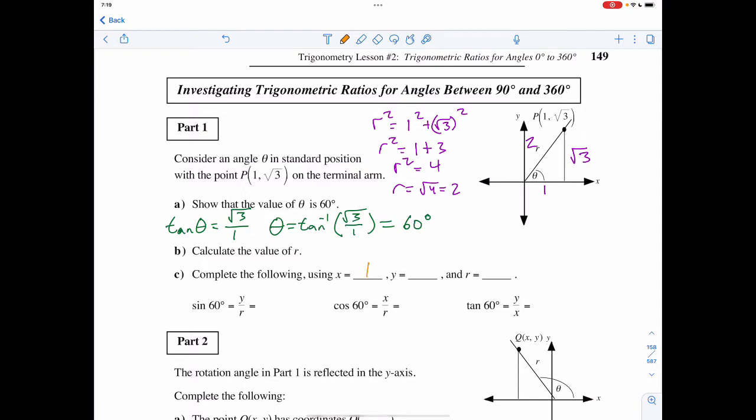So we know that x is 1, y is the square root of 3, and r is going to be 2. So sine of 60 degrees, because we know it's exactly 60 degrees, is going to be exactly root 3 over 2, cos is 1 over 2, and tan is root 3 over 1, which is a fraction we can reduce down to just the square root of 3. That is the exact value of sine 60, cos 60, and tan 60.